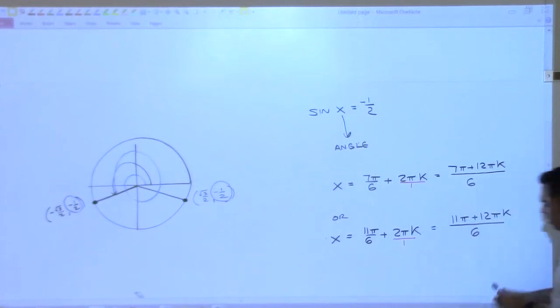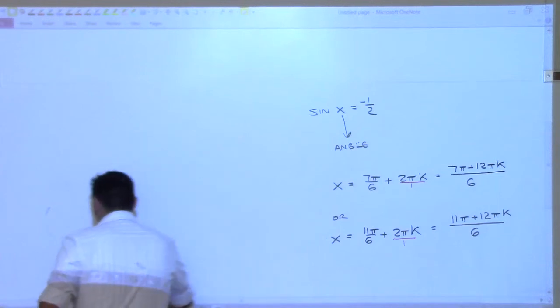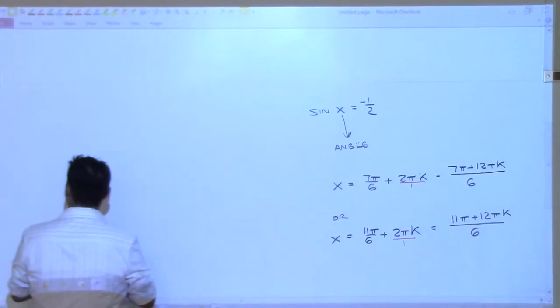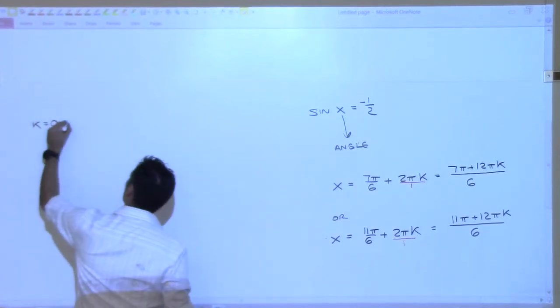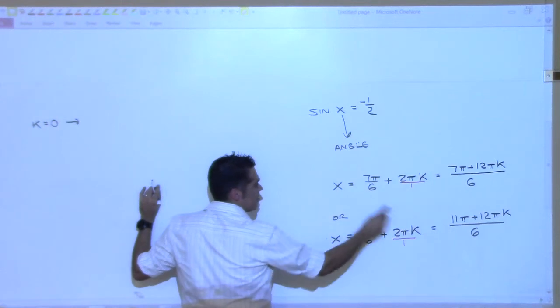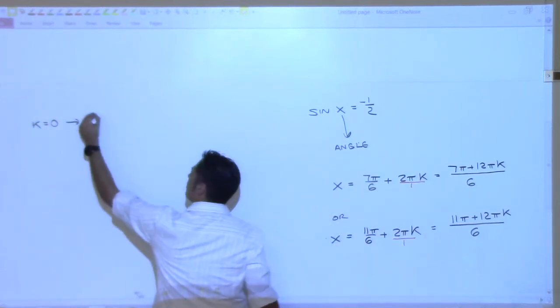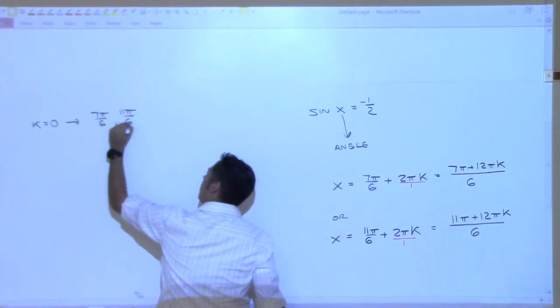Like right now, if I ask you to plug in, we're almost out of time. If I ask you to plug in k as 0, if k is 0, what are the two solutions we get? If k is 0, let's try this one. If k is 0, it's just these two, right? So we get 7 pi over 6 and 11 pi over 6. But what if k is 1?